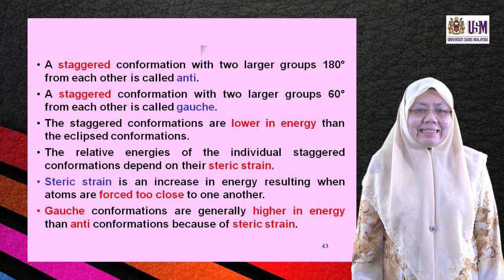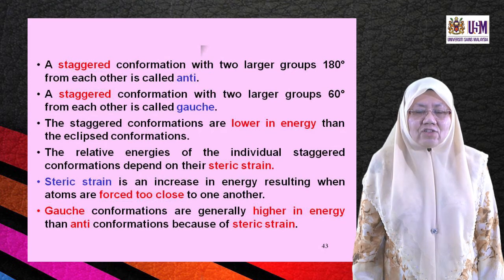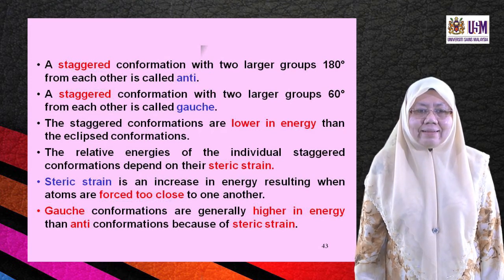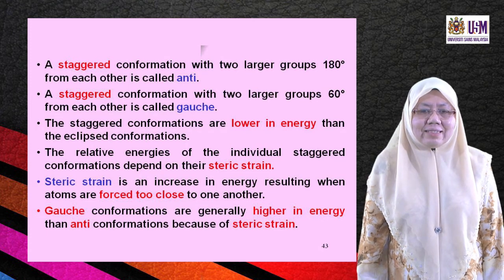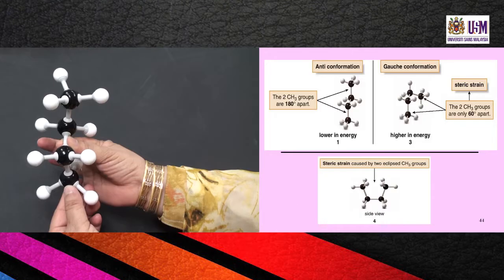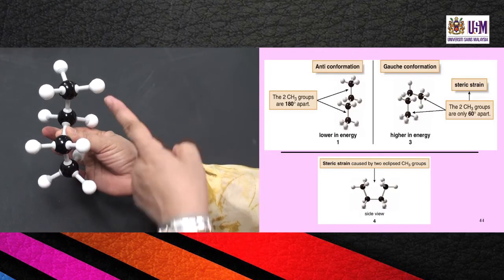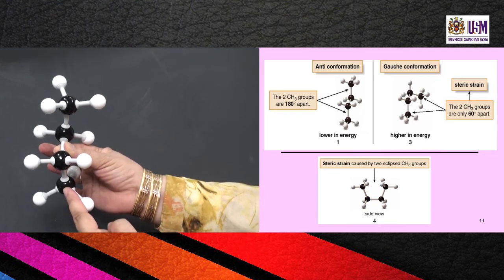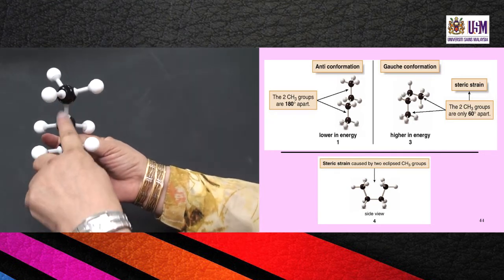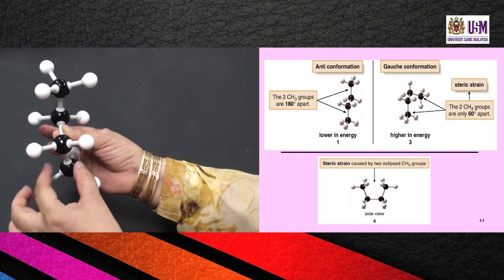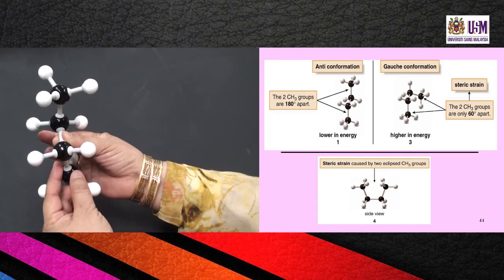Steric strain is an increase in energy resulting when atoms are forced too close to one another. Gauche conformations are generally higher in energy than anti-conformations because of steric strain. This is the anti-conformation of butane. The two methyl groups are 180 degrees apart from each other, so it is lower in energy.